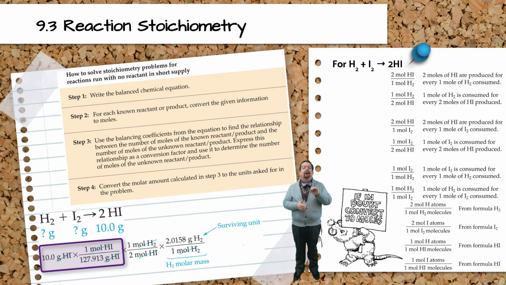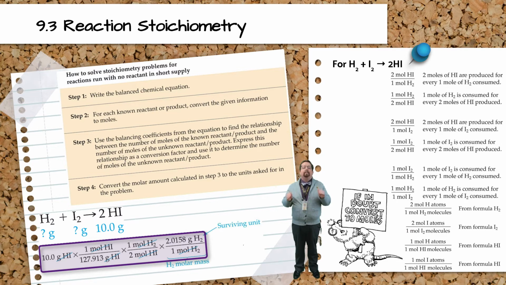So let's convert our known 10 grams of HI to moles using its molar mass. Now that we have moles of HI, we can convert to moles of H2 using the coefficients from the balanced equation. And now that we have moles of H2, we can convert to grams of H2 using its molar mass.